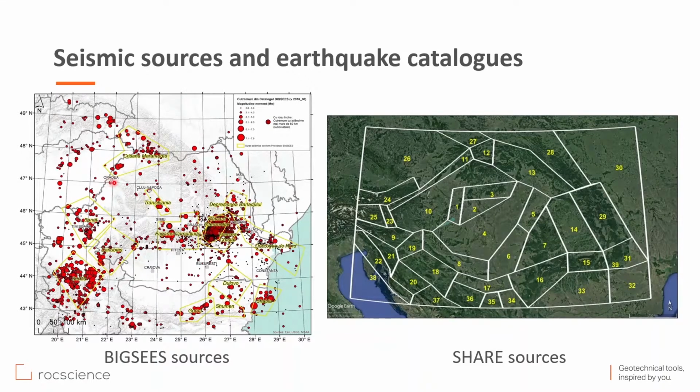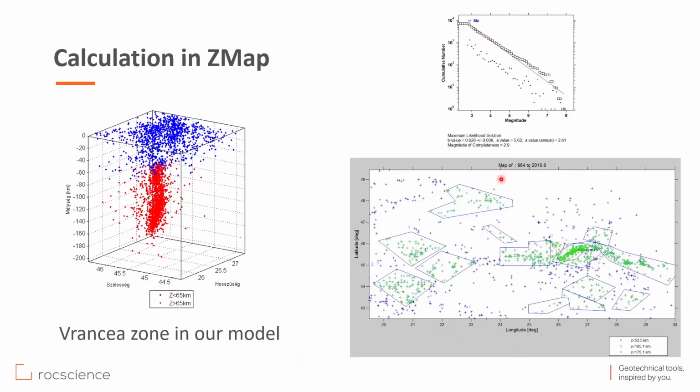Here you can see the used area sources during our modeling. This is the BIGC's and this is the SHARE. So we have to mention that we didn't use faults as line sources or other point sources, so just area sources were used.